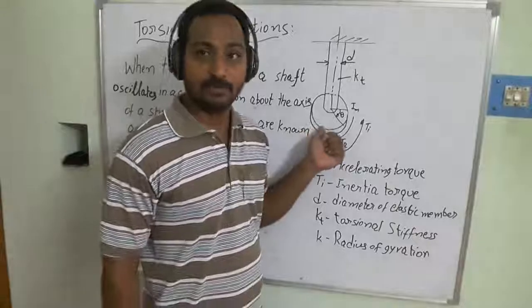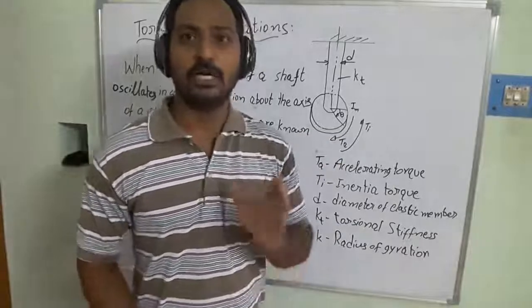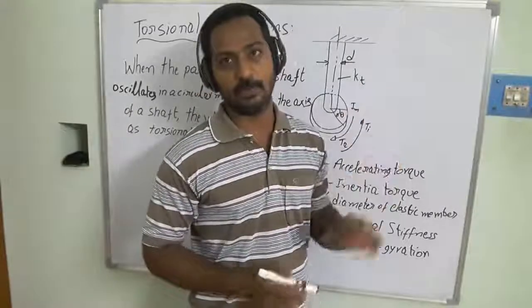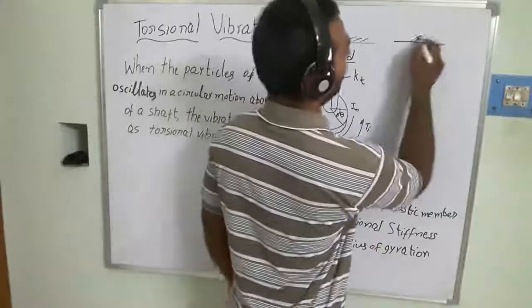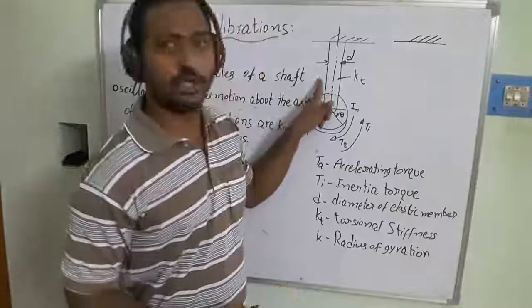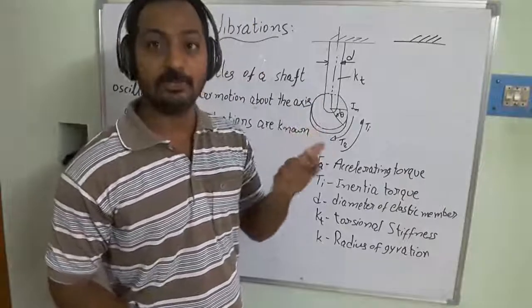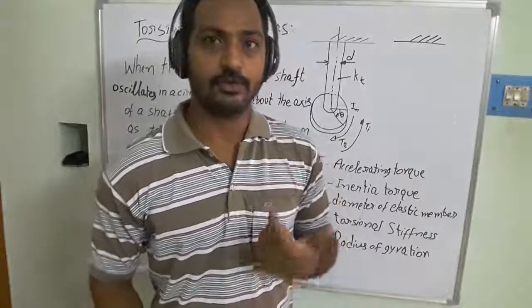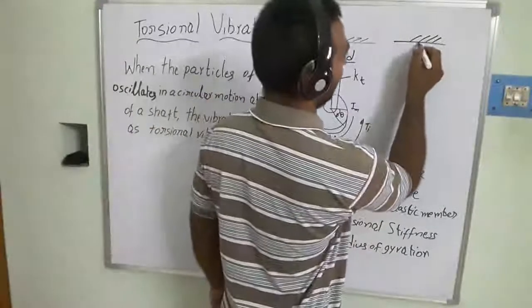So this member I am going to convert into a simple diagram that reflects the stiffness of the spring. As we know, this member is subjected to torsional moments. That means I am going to consider a torsional spring here, so that I can attach the disc at the end.